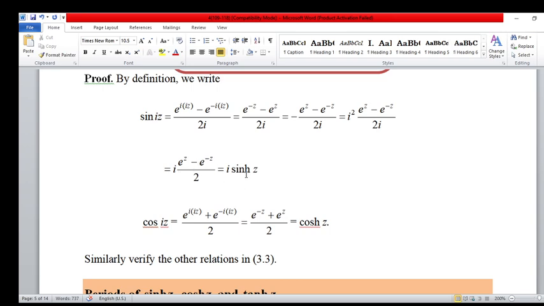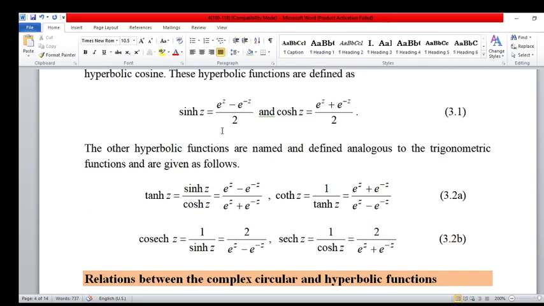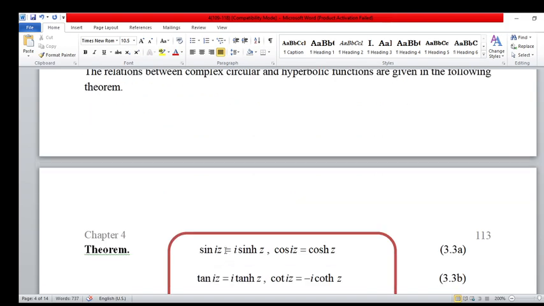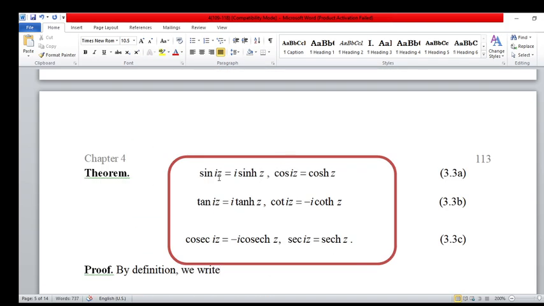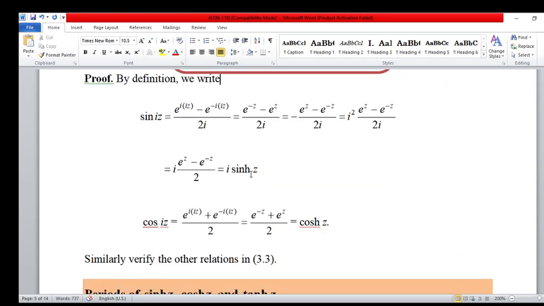This value is equal to sin hyperbolic z. This is already given here. So we have sin iz is equal to i sin hyperbolic z. This is given. Sin iz is equal to i sin hyperbolic z. This is the first formula.